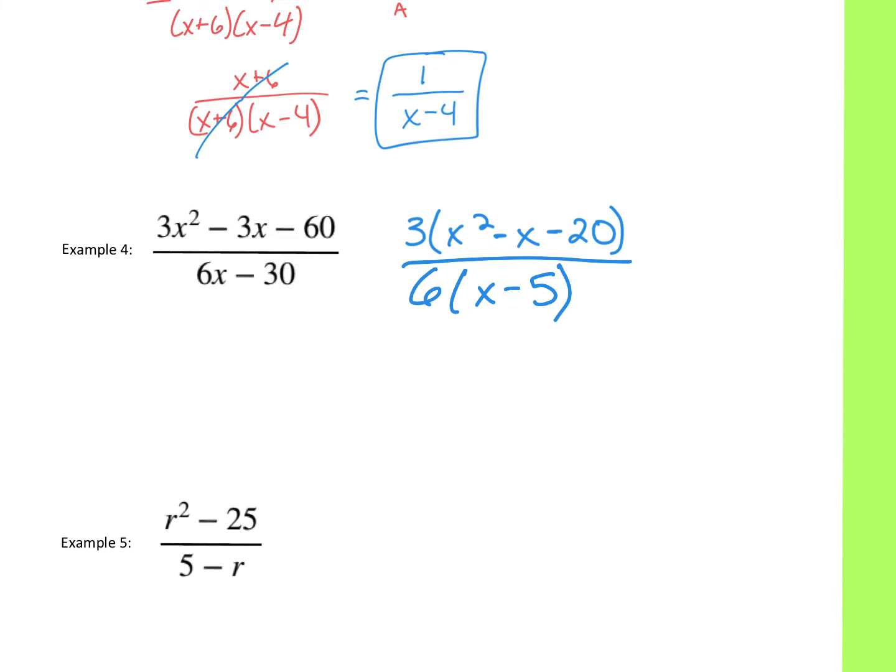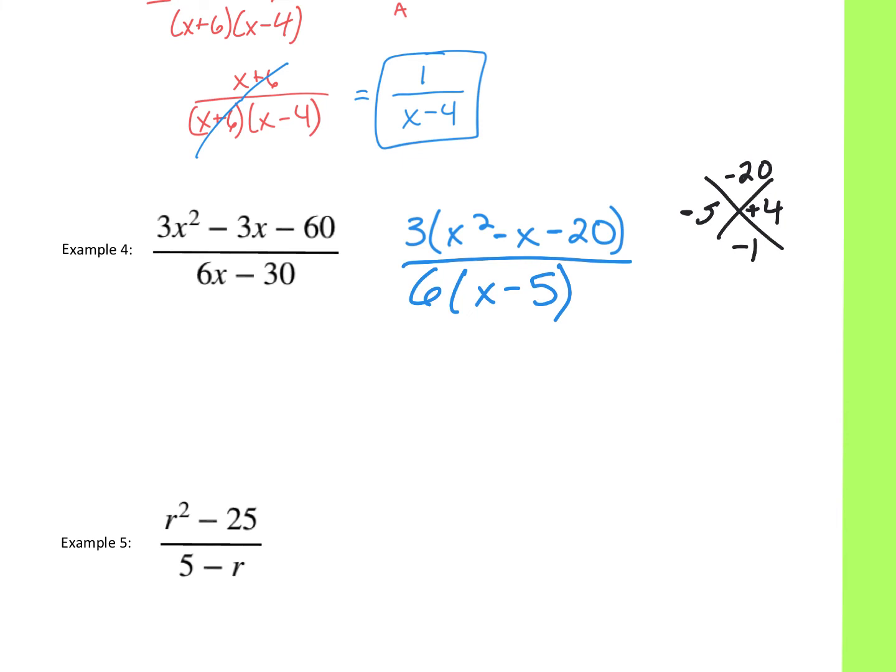So now we look. So with the top, we have 3 times a trinomial. Is that trinomial factored? No. What do we have to do with that? We gotta break that down. I wouldn't do quadratic formula, but if you wanted to, you could. But we can just do X method. What's going to go on the top? Negative 20. What's going to go on the bottom? So 2 things that multiply to negative 20, add to negative 1. Negative 5 and 4. Good.